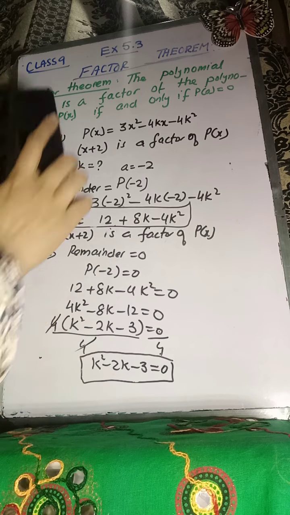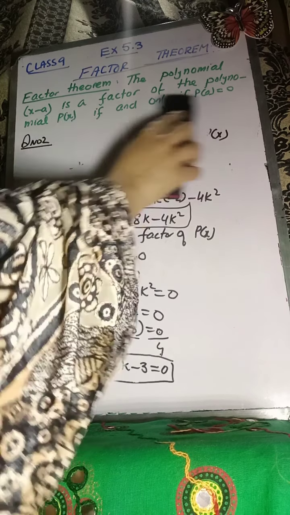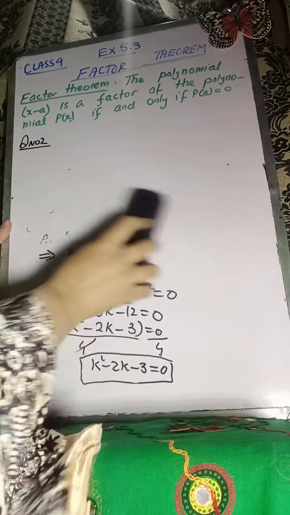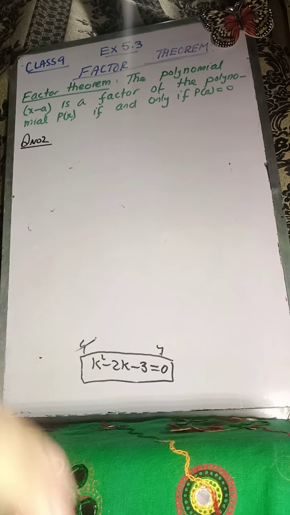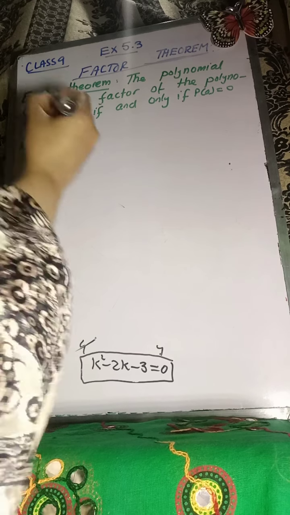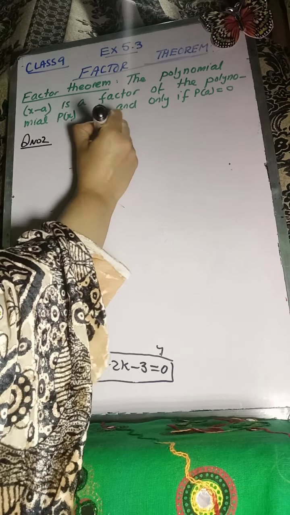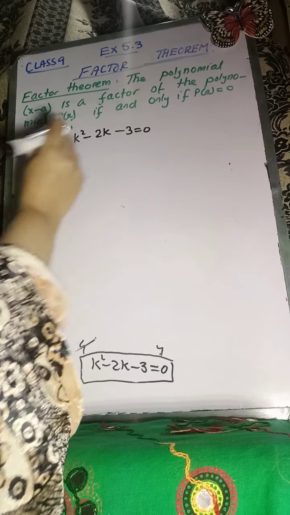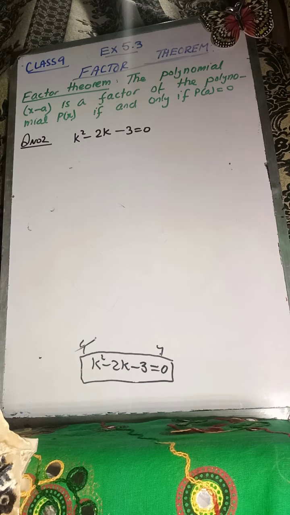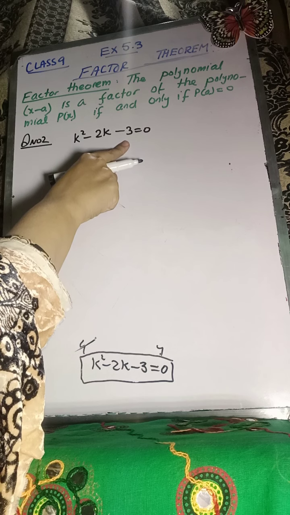Now we have to solve k square minus 2k minus 3 to get the value of k, which is the required thing. Now k square minus 2k minus 3 is equal to 0. Now we are going to try it by using middle term breaking.